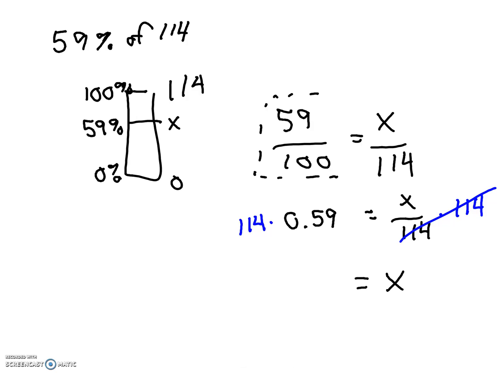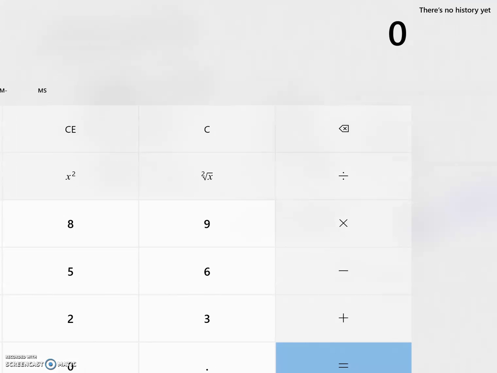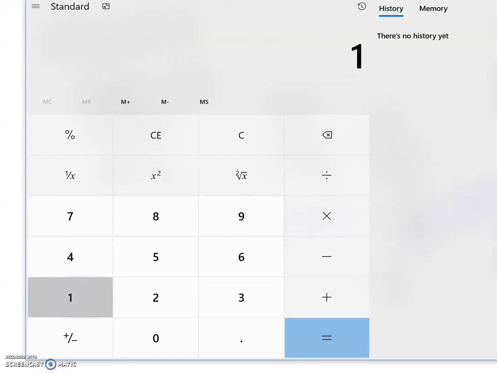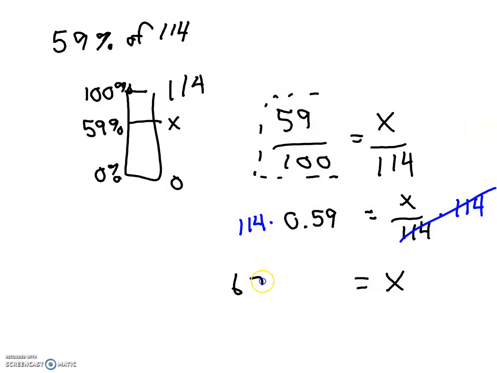Okay, so we can grab our calculator here and get 67.26. So 67.26. That was a way we can get the job done faster.